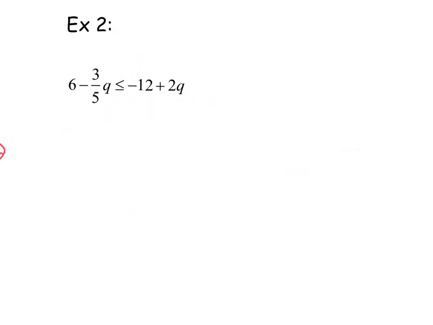All right, here we have example 2, so write the problem down. The first thing you notice is that you have a fraction with a q, and that you have a q on both sides of the inequality. So you have choices. You can clear all the fractions now if you'd like, or you can subtract 2q from both sides or add 3/5 q to both sides. So I'm going to go ahead and add the 3/5 q to both sides.